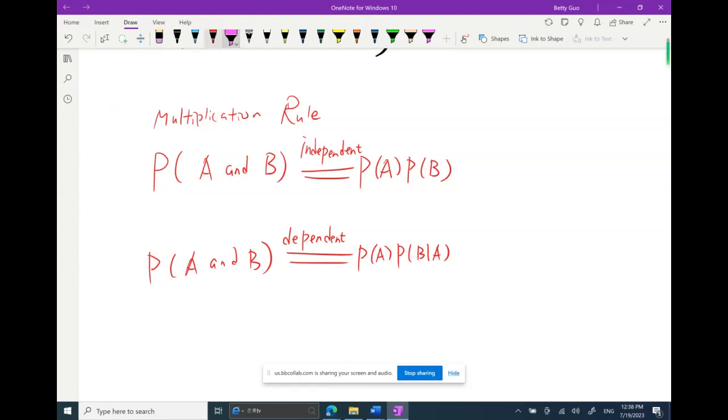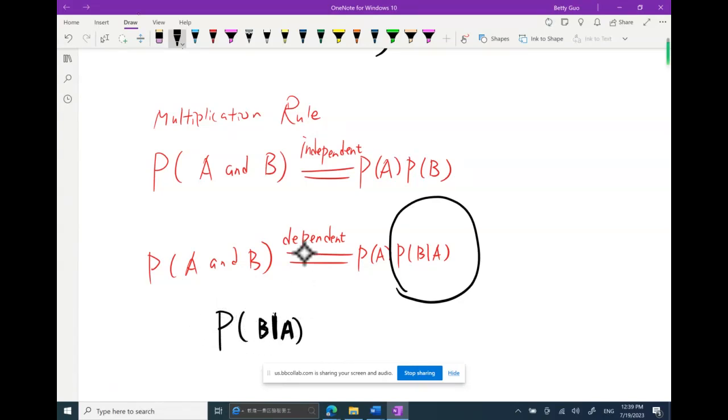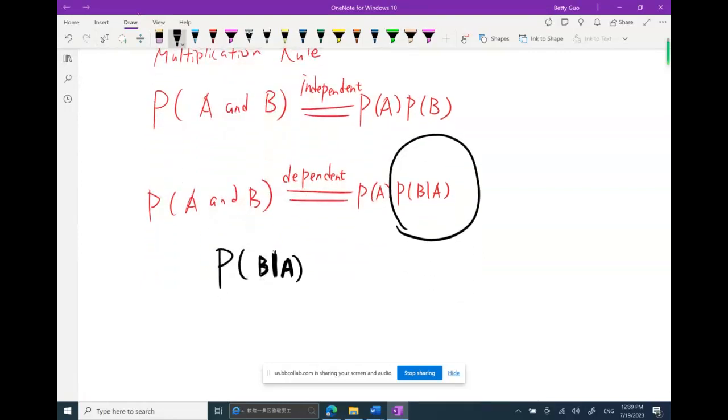And this probability, as you can see, P of B given A, this is how we write the notation. There are two events, A and B, and A is the event that occurs first, and then B occurs after A. We use a short vertical bar to separate the two events. The way we say this notation is probability of B given A. This is a conditional probability, okay?